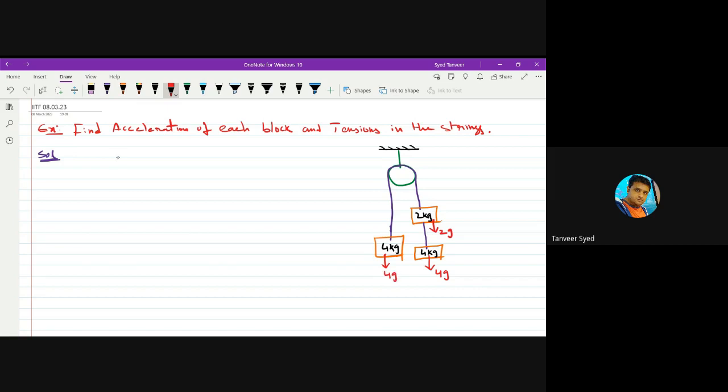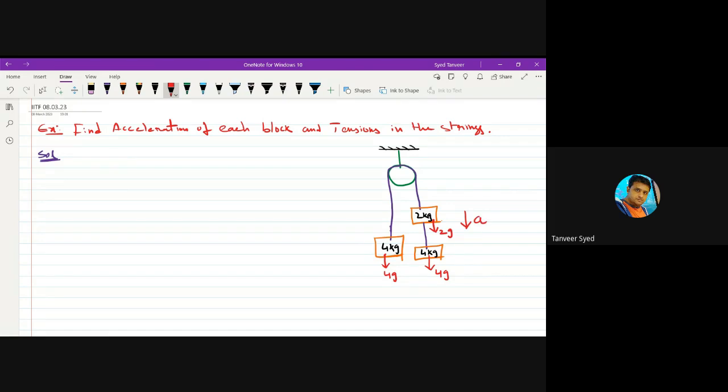What happens? Overall, this side will go down and this side will go up, because weight is more on the right side. 4 plus 2, 6g on the right side, 4g on the left side. So right side blocks will come down, left side block will move up. Will they move with the same acceleration or different accelerations?